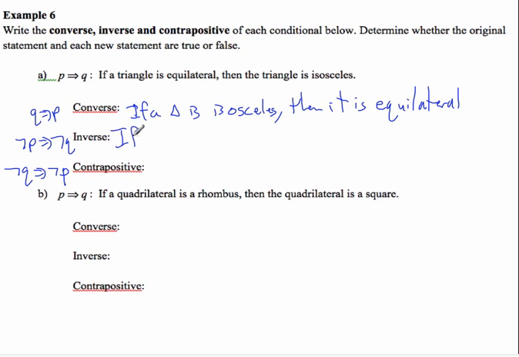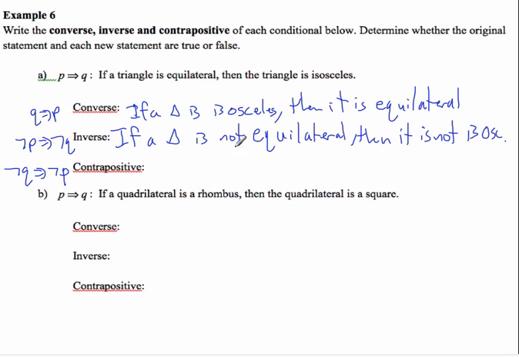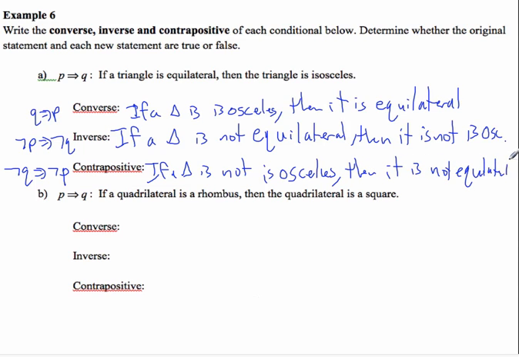The inverse is not P implies not Q. So if a triangle is not equilateral, then it is not isosceles. And the last one, contrapositive, not Q implies not P. So if a triangle is not isosceles, then it is not equilateral. Okay, so we've got all the statements written out. It says determine whether the original statement and each new statement is true or false.